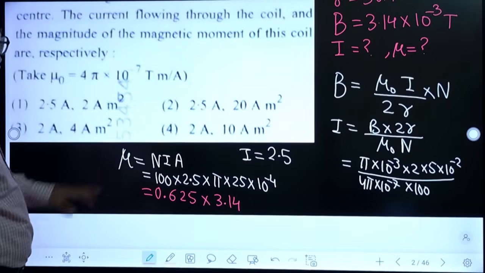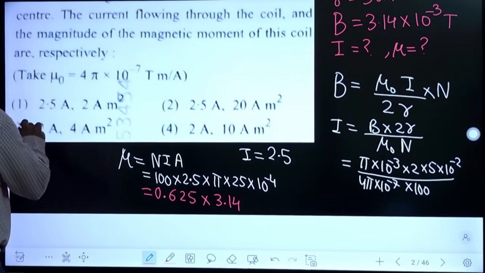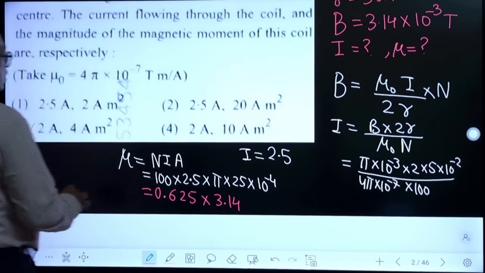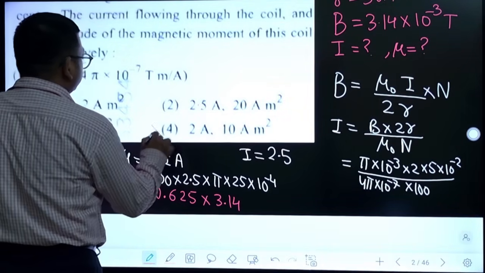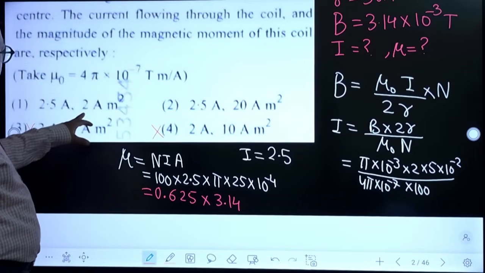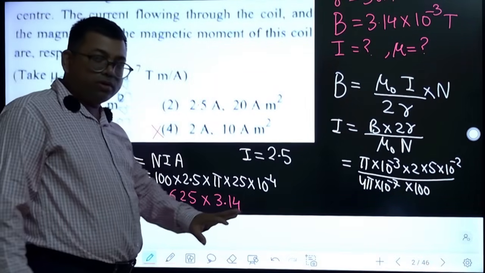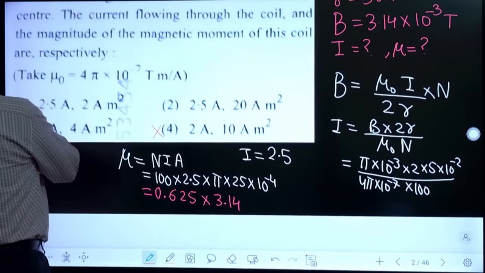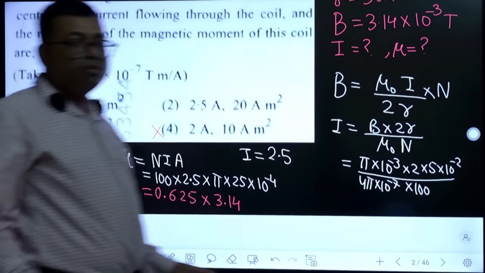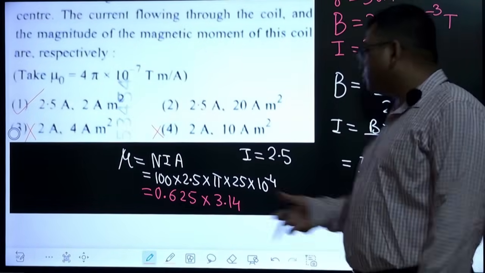Now tell me, definitely it is going to be less than 3. So first of all, we can reject option 3, and option 4 is rejected. Now out of this, this is 2 ampere meter square and this is 20. So 20 is not possible. So we can go with option 1. We don't have to do the full calculation, right? Full calculation is not needed. Let us move to the next question.